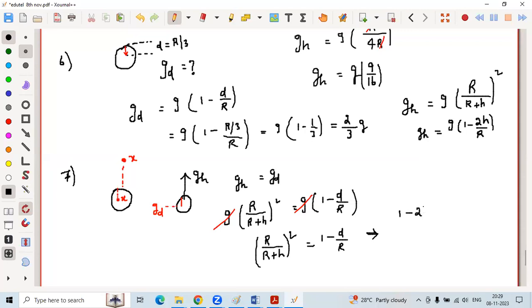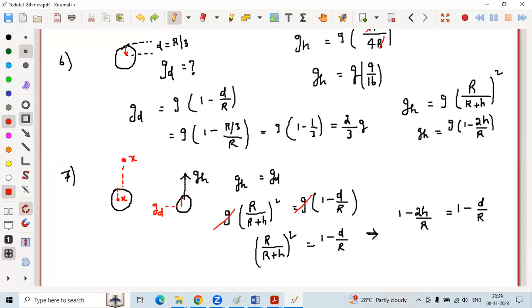1 minus 2h by R is equal to 1 minus d by R. இது சால்வ் பண்ணுங்க ஆன்சர் வந்துரும். That's all. முதல் 1 minus 2h by R எப்படி வந்துச்சு? Binomial theorem. By using binomial theorem simplification அது வந்துச்சு. So just remember this as a shortcut.